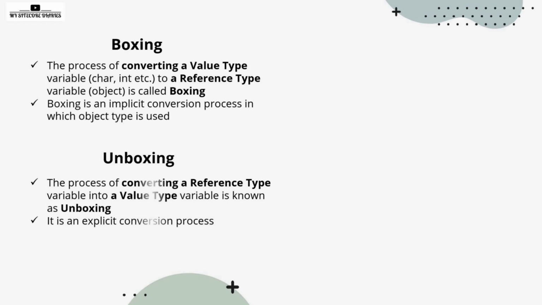Now what is unboxing? It is the opposite process. The process of converting a reference type variable into a value type variable is known as unboxing. It is an explicit conversion because if you are trying to convert a reference type like object or string into a value type like integer or character, then you might lose the data.